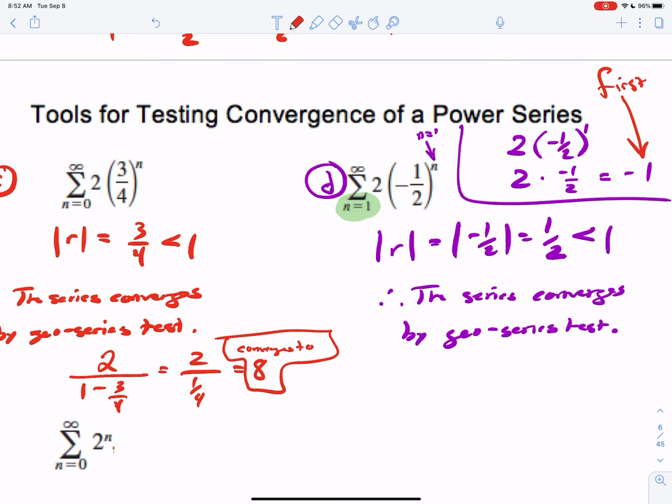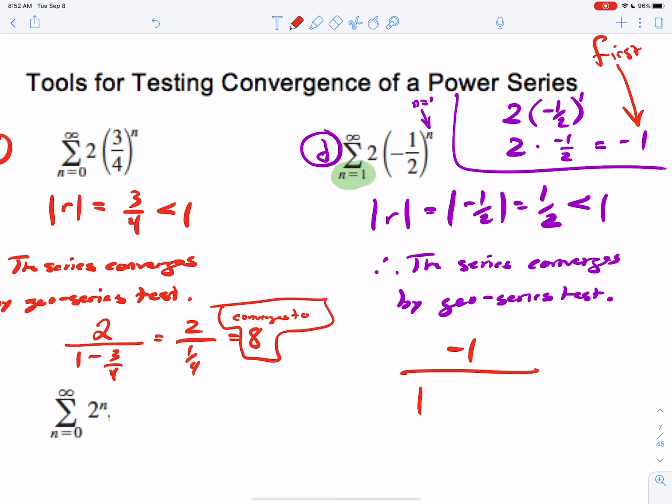Sometimes n starts at 0, sometimes n starts at 1, sometimes n starts at 2, okay? The only thing that changes there is what your first term is going to be, all right? But it will still converge no matter what. So your first term is negative 1. A lot of people will put 2 at the top. Be very mindful of that, okay?